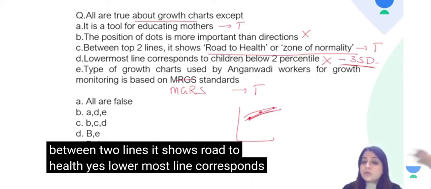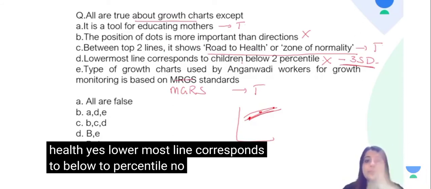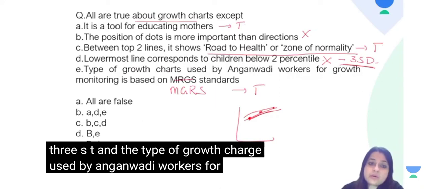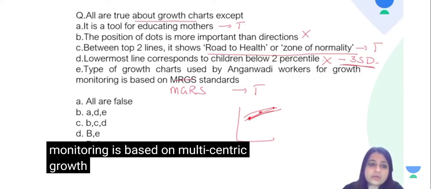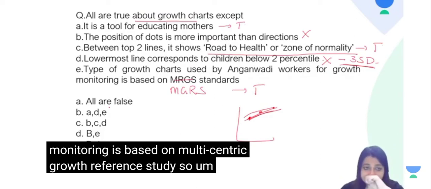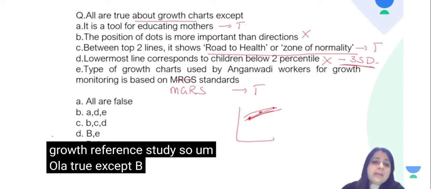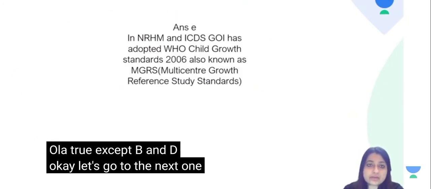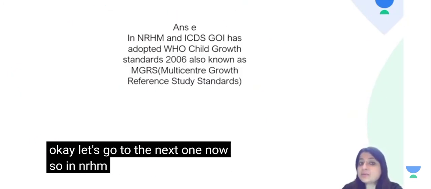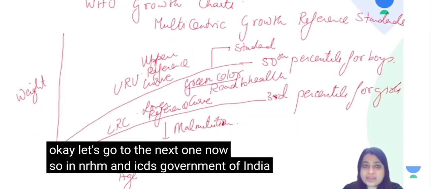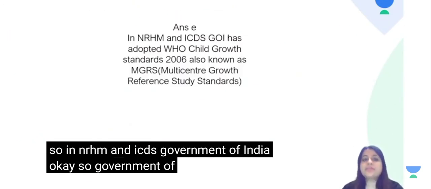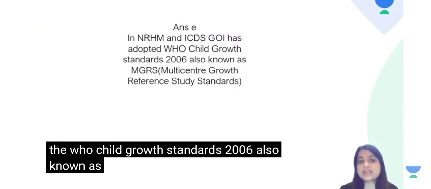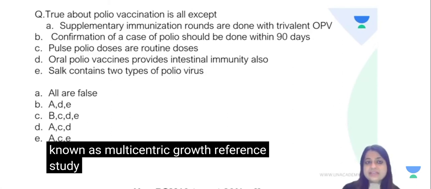Yes, lowermost line corresponds to below 2 percentile. No, below -3 SD. And the type of growth charts used by Anganwadi workers for growth monitoring is based on multicentric growth reference study. So all are true except B and D. Okay, let's go to the next one now. So in NRHM and ICDS, Government of India has adopted the WHO Child Growth Standards 2006, also known as Multicentric Growth Reference Study Standards.